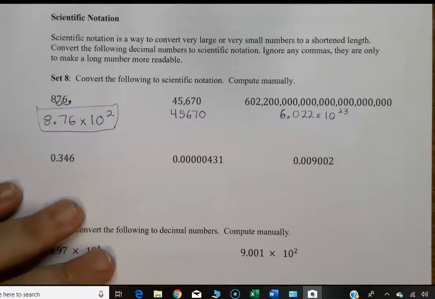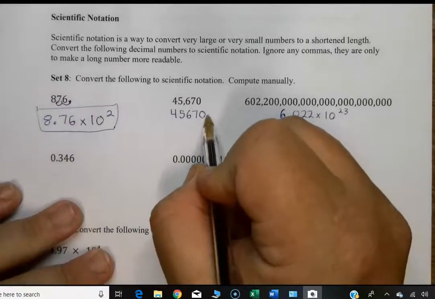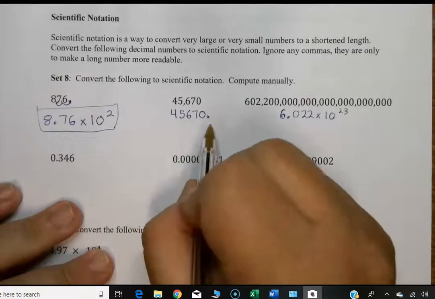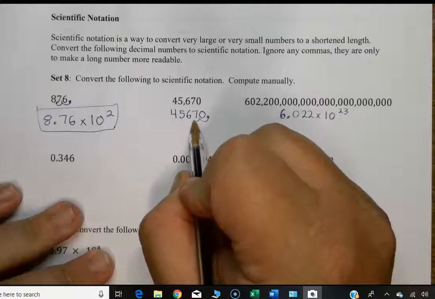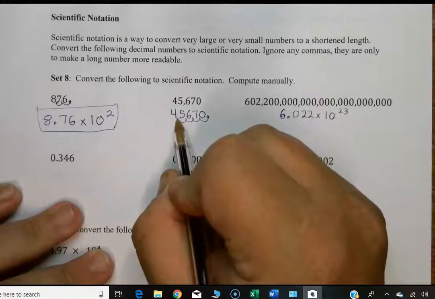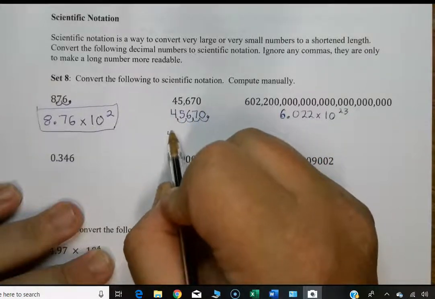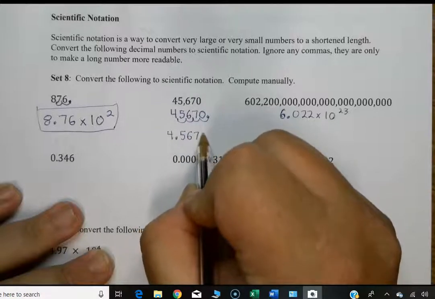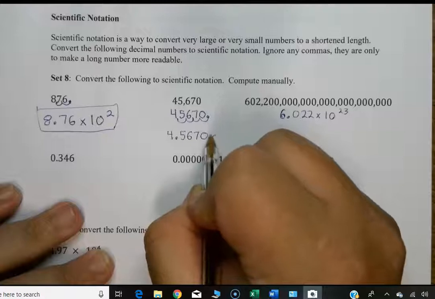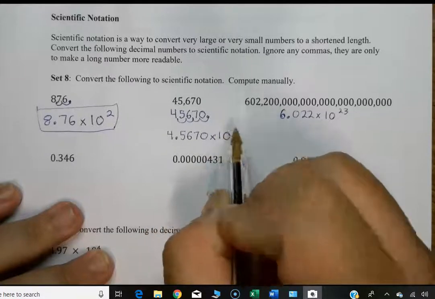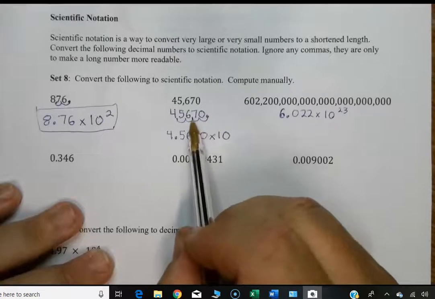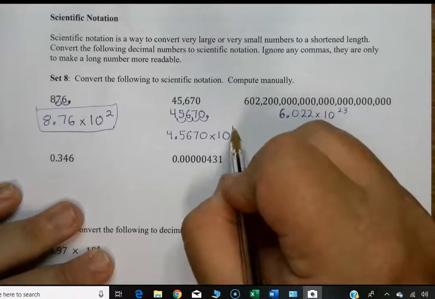What did we do here? Identify where the decimal point is. It's right there. And you move it over so you make this number between 1 and 10. So 1, 2, 3, 4. So the number is now 4.5670 times 10. Okay, and very simply, how many places did you move it? 1, 2, 3, 4. So this is a 4.